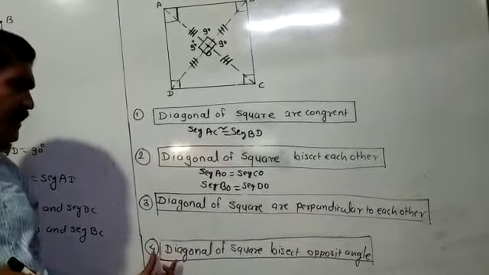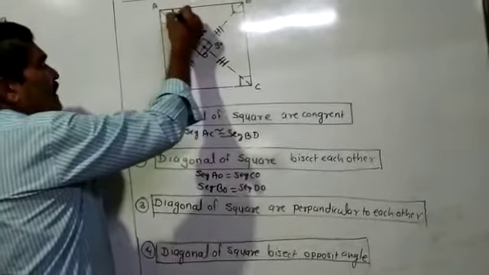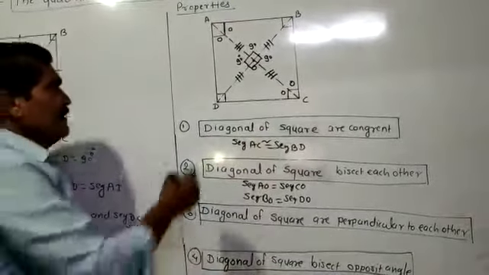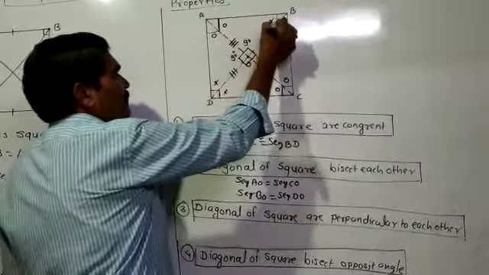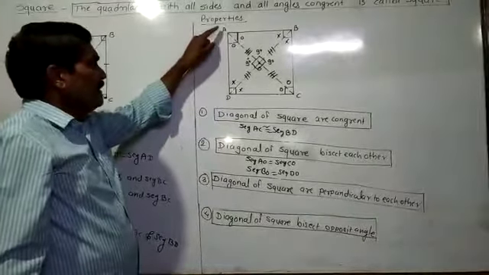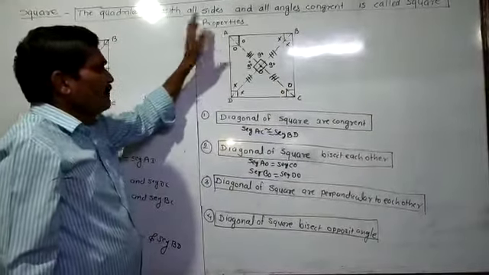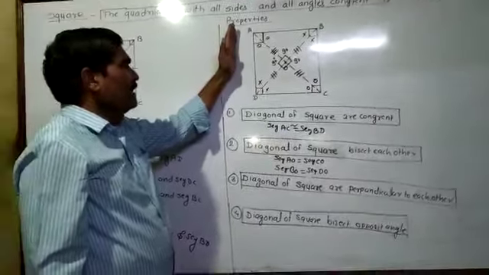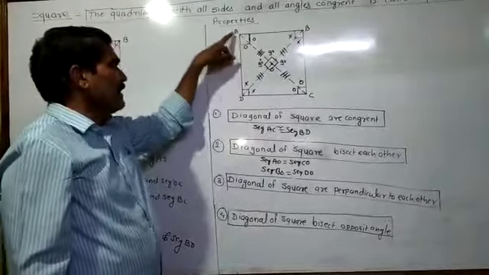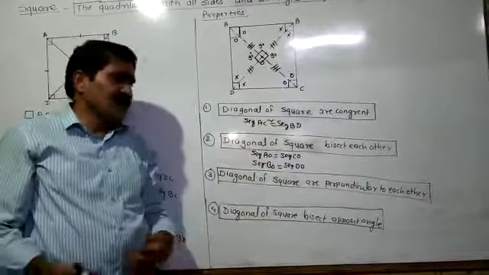Another property: the diagonals of a square bisect the opposite angles. If this angle is 90 degrees, then this one is 45, this one is 45, and in the same manner the others are 45 each. If angle ADC is 90 degrees and the diagonal bisects this angle, then angle ADB is equal to angle BDC.